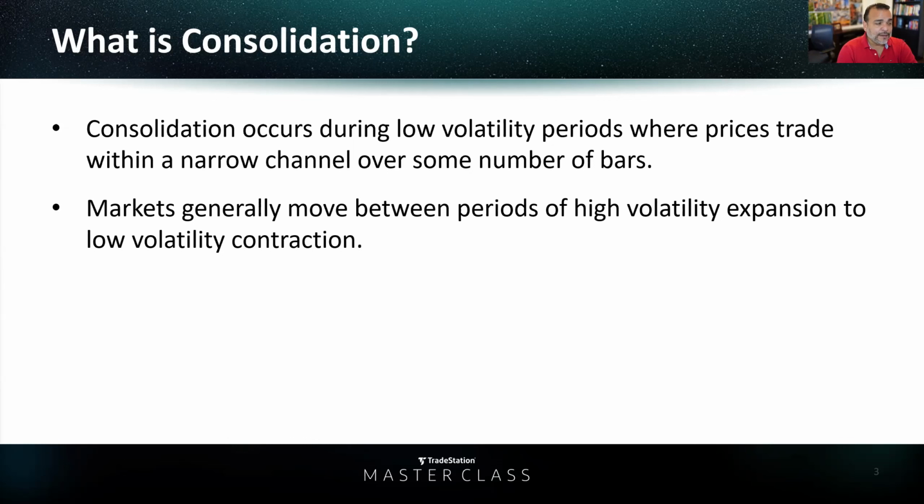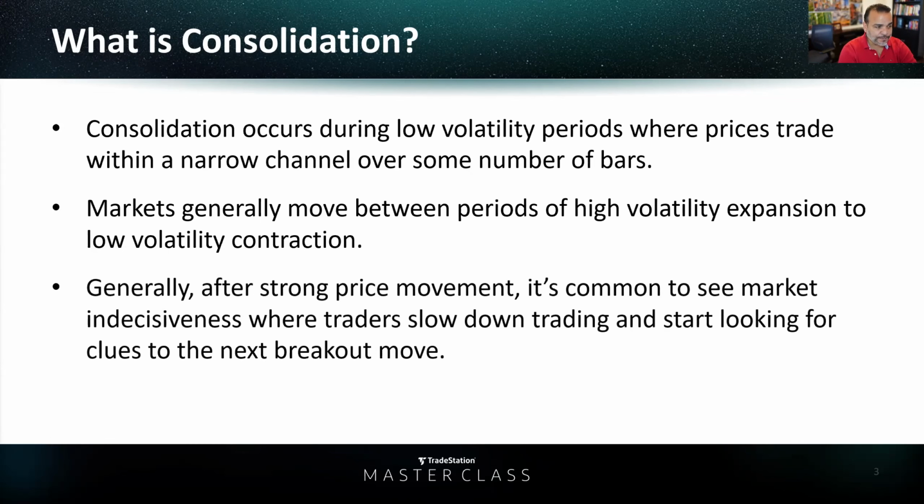Market generally moves between periods of high volatility expansion and low volatility contraction. Two modes: either the stock is moving up or it's moving down, those are the volatility expansion, it's expanding to a certain new level, or the volatility contraction, which is pretty much when the stock becomes quiet, not much activity, kind of moving sideways. After a strong price movement, it's common to see market indecisiveness, where traders slow down trading and start looking for clues to the next breakout move.